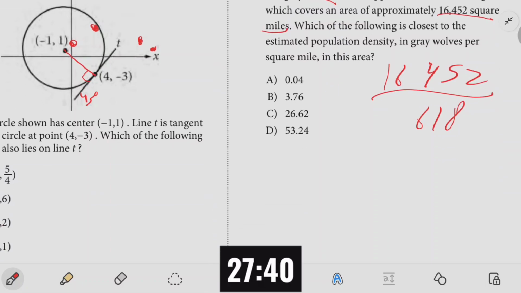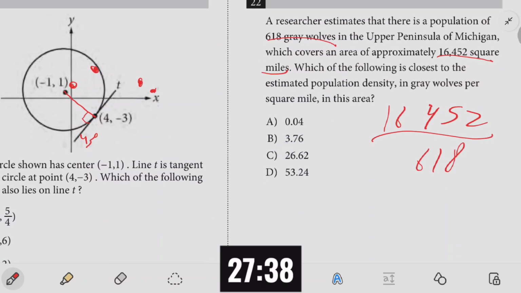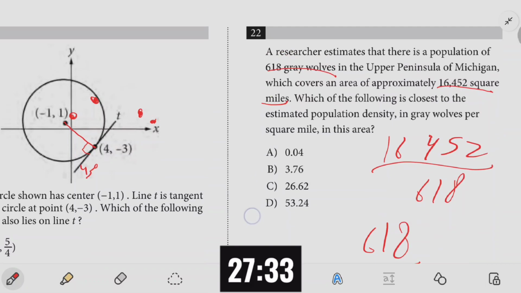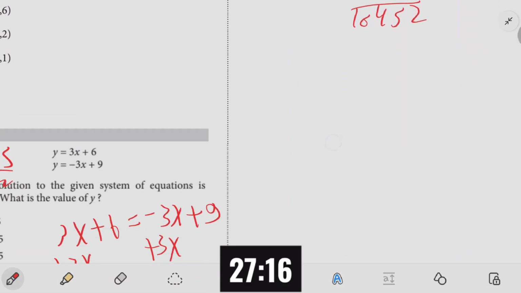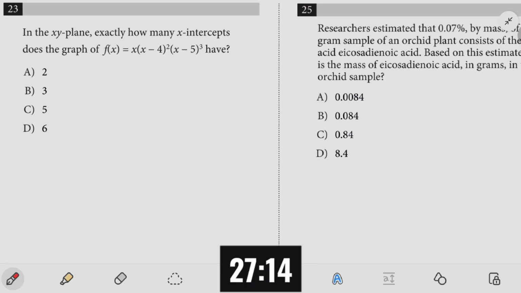Oh wait, no. Probably 618 divided by 16452. Because there's a lot of area the wolves could be spread out across, so yeah, I think it's this one. Per square mile, there's not going to be that many if there's so many square miles to be covered by these wolves. Okay. Exactly how many?